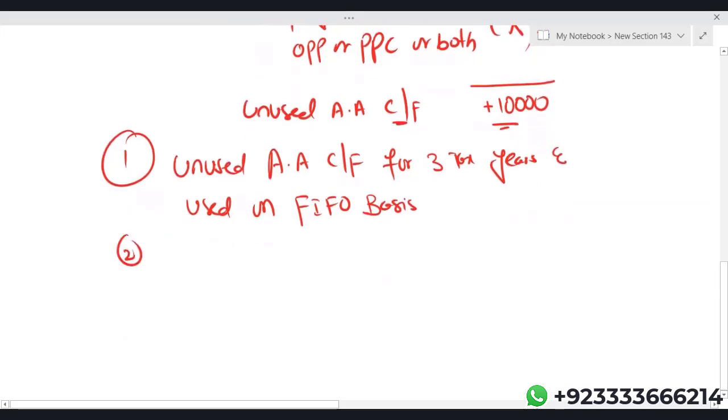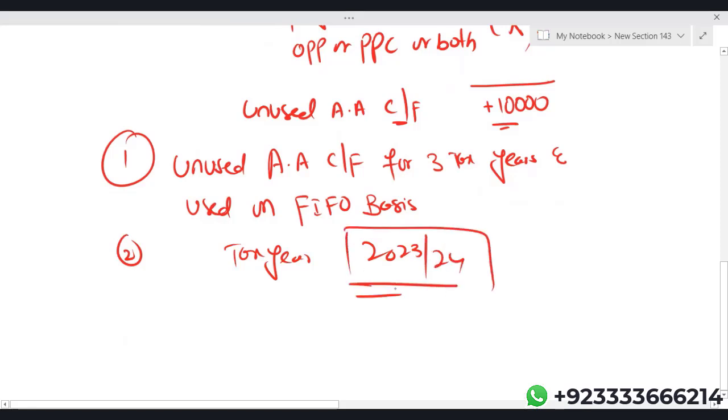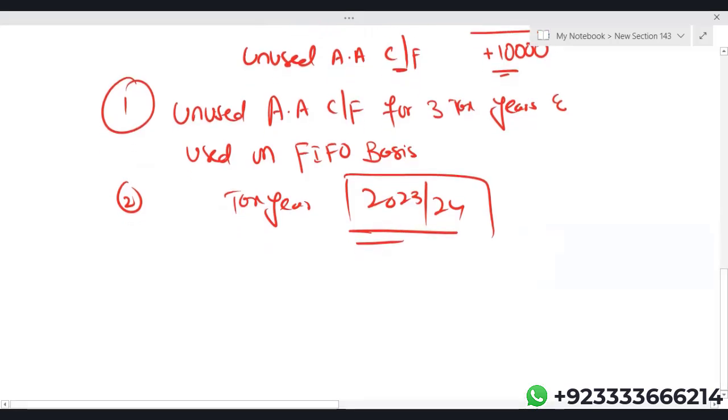Now, there's one more point. Let's say we are solving a question for the tax year 2023-24. This is my current tax year. Fine. So what is the rule? Now listen carefully. Always the annual allowance of the current tax year will be used first. After that, we'll see whether we have any unused annual allowance. If yes, then that unused annual allowance will be used on a FIFO basis. So the rule is the annual allowance for the current year is used first.